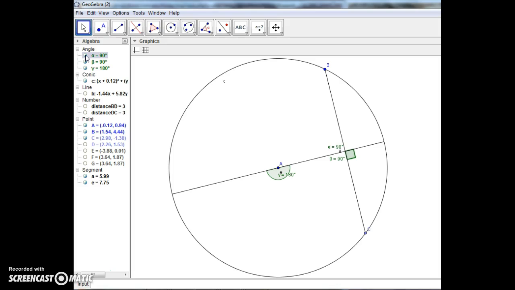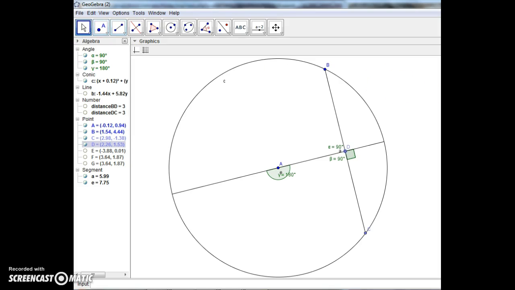But is it a bisector? Does it bisect the segment into 2 equal parts, or does it go right through the midpoint? So point D, that just popped up, is the midpoint, and I know that because over here it says distance BD is 3 and distance DC is 3, so I know that it is the bisector.